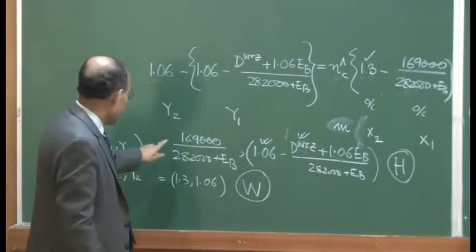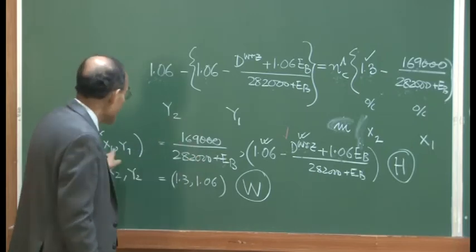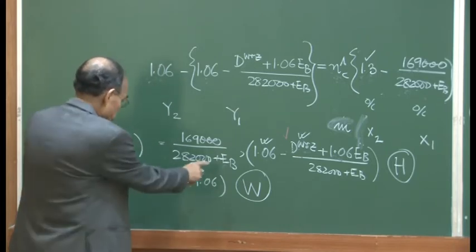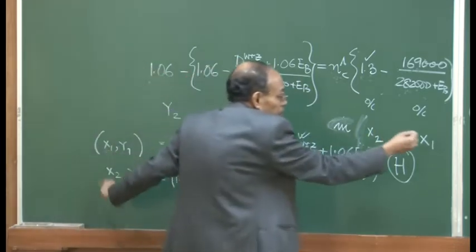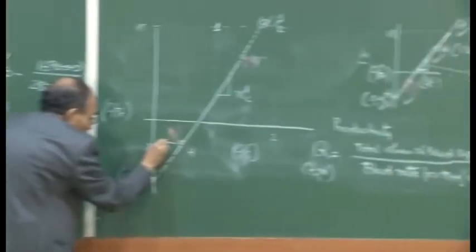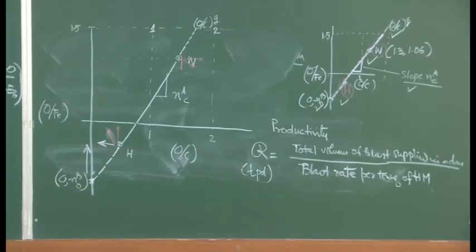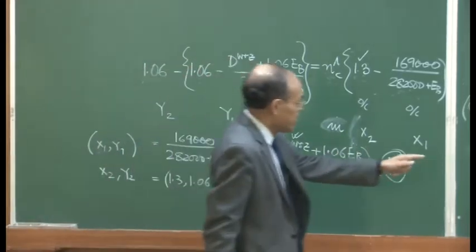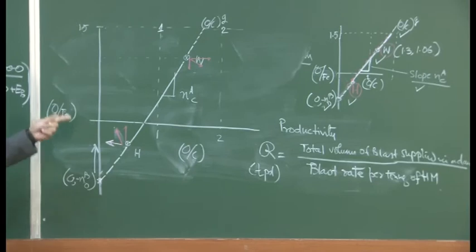So a higher enthalpy of the blast, as far as the expression for the x coordinate is concerned, will cause this x1 to move in this particular direction, towards the ordinate itself, and as a result this is going to give us a lesser amount, because we have supplied some part of the heat through the blast. So the coke rate will decrease. Okay?